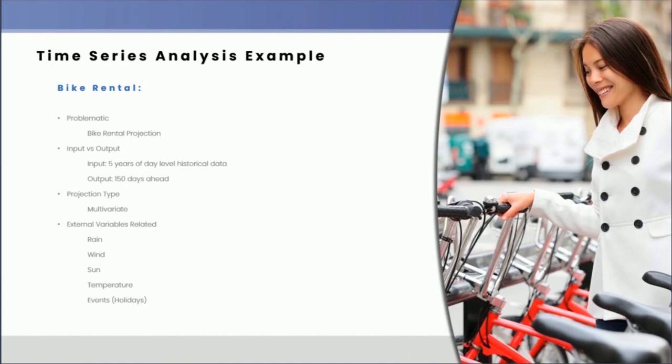The projection is going to be a multivariate, what we know as a projection that is influenced by different factors, not only by history. And these factors will be the weather, if it is going to rain, if there are strong winds, if it is sunny, the temperature, and events, and that is holidays. Also, I want to say that the data that we're going to be seeing is the data from a company in Australia. So the events are related to holidays in that country.